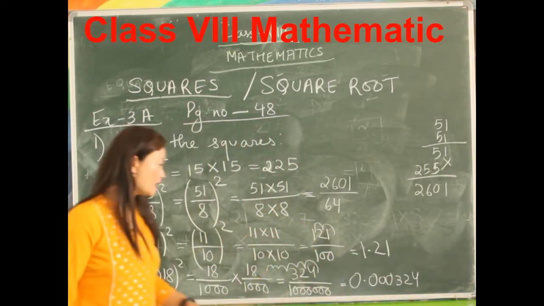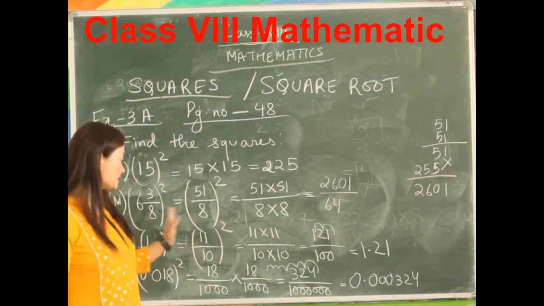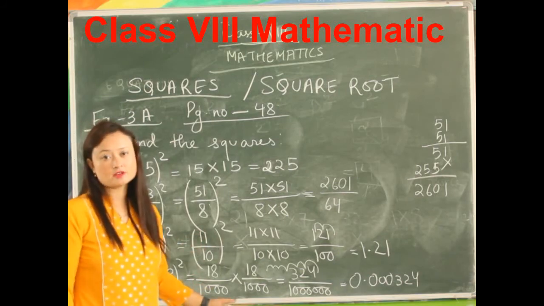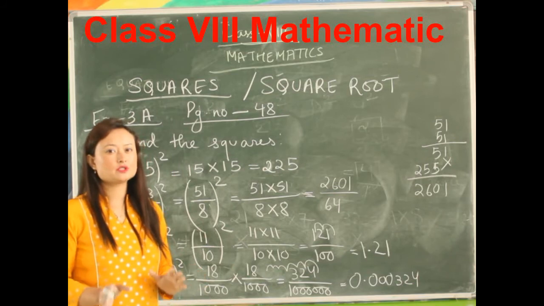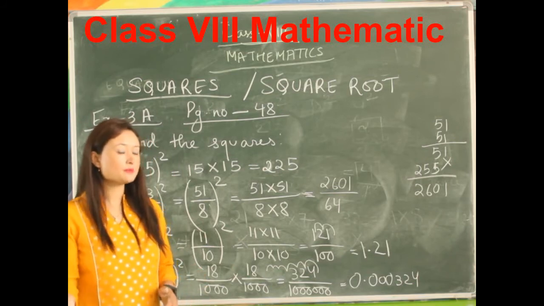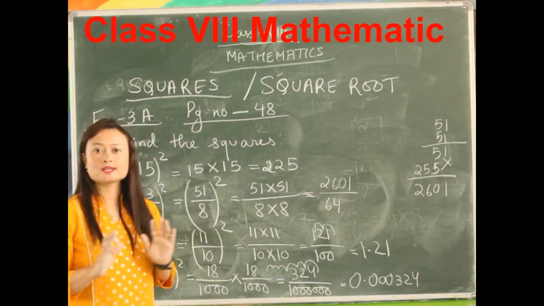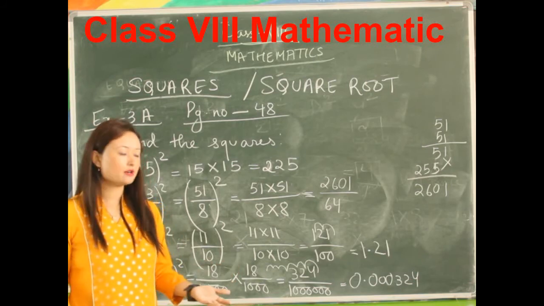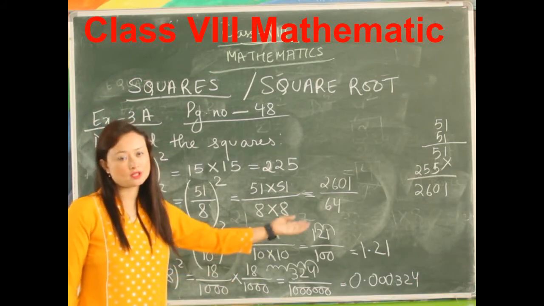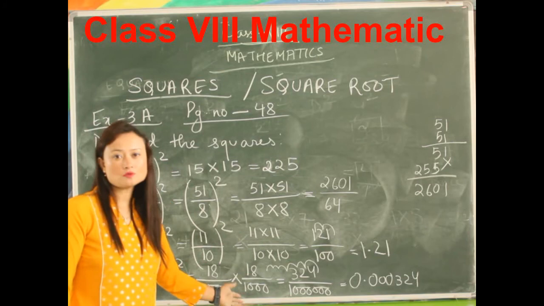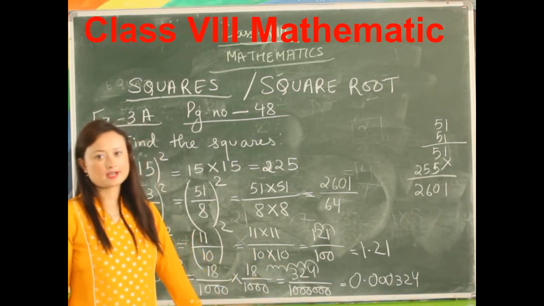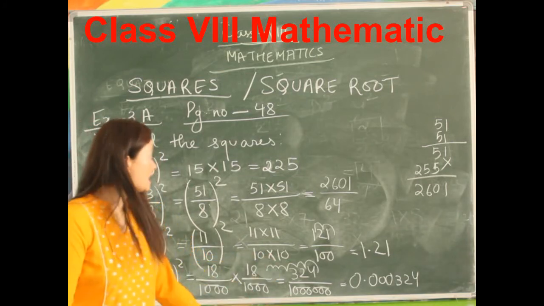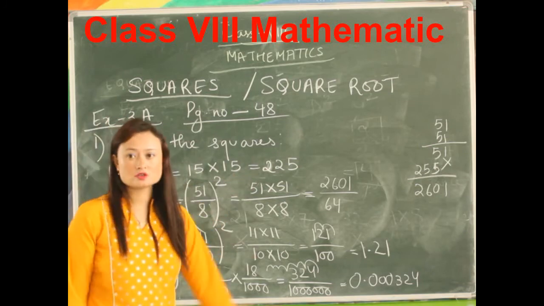0.000324. If you don't want to convert these decimals into fractions, and if you are very much confident with the decimals and you can do the multiplication without making any mistake or any error, then you are more than welcome to do it directly without converting them into fractions. Okay? And please do the rectification over here.